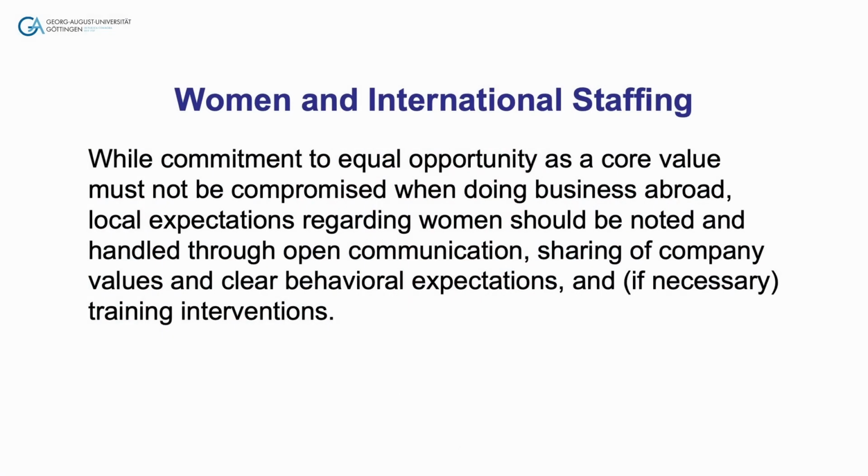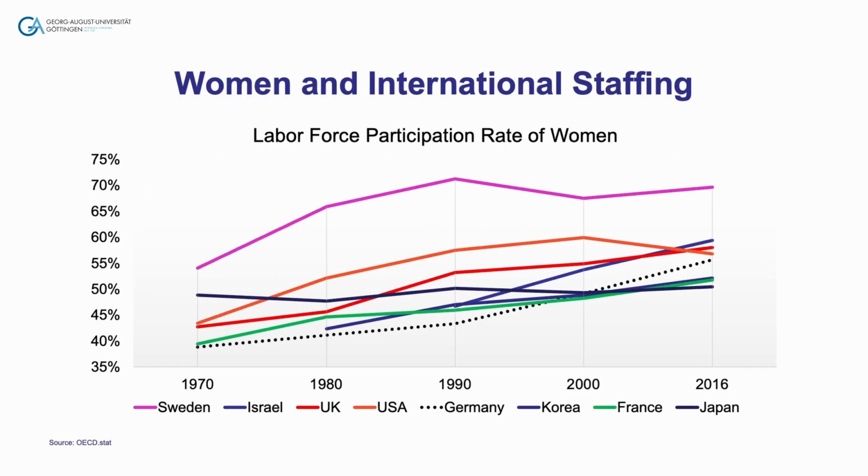Another aspect here is women and staffing. That's also, I think, a very important aspect. We have different cultural expectations across countries. We talked about GLOBE, Hofstede. Remember, we had the dimension of masculinity, femininity, gender egalitarianism, and so forth. And that varies across countries. Also here, look at some data. Labor force participation rate of women. Quite some differences.